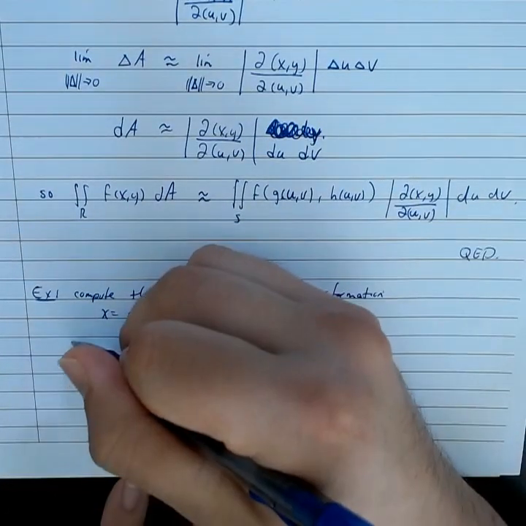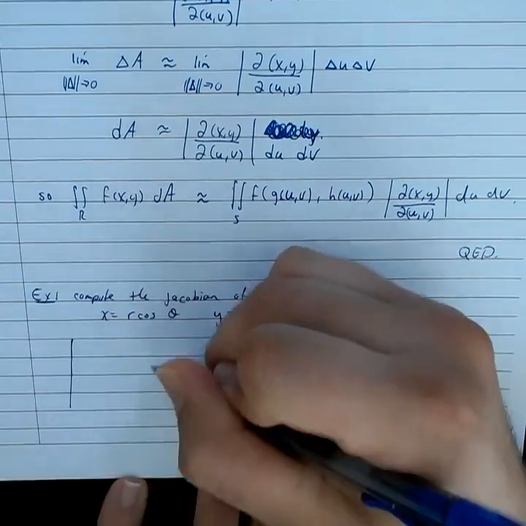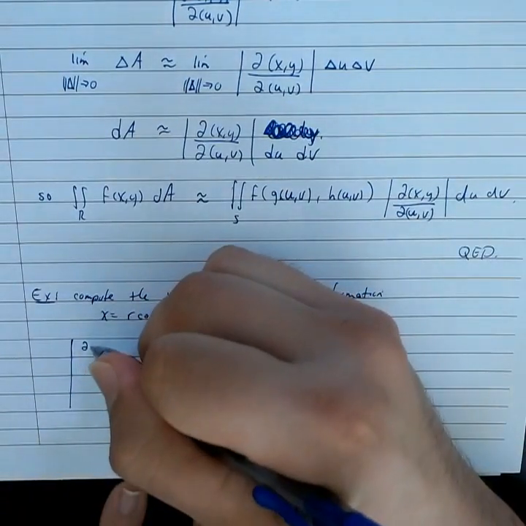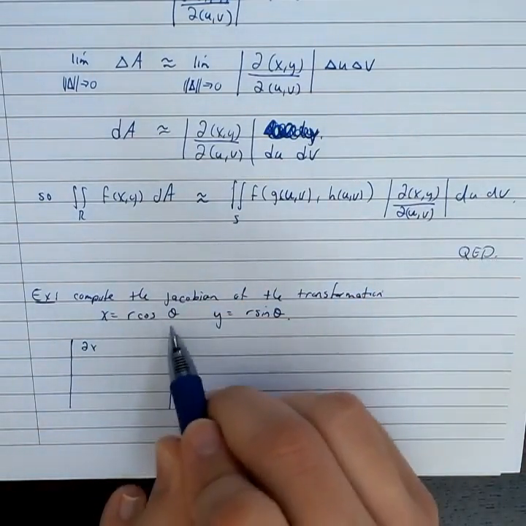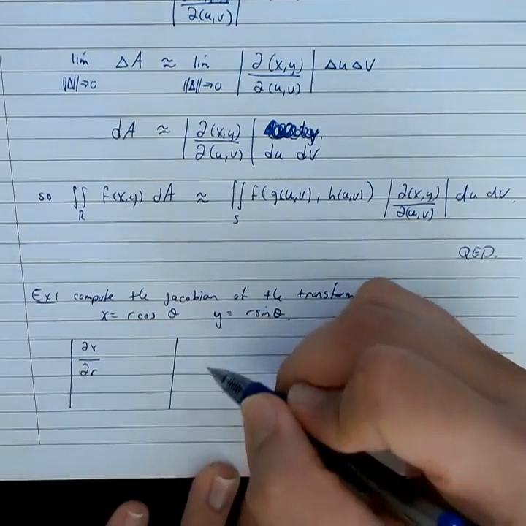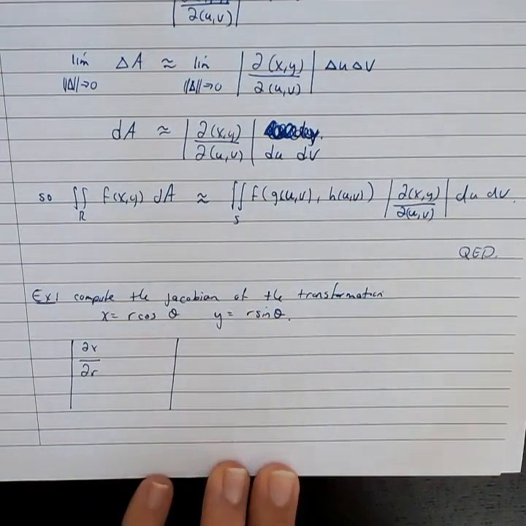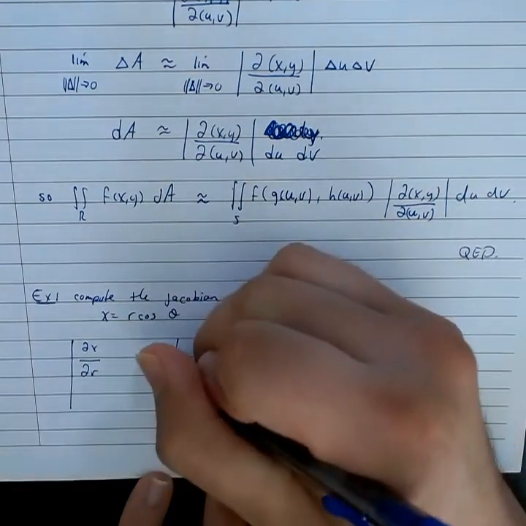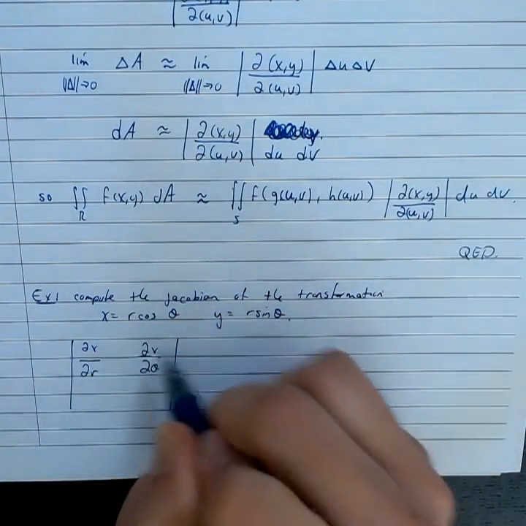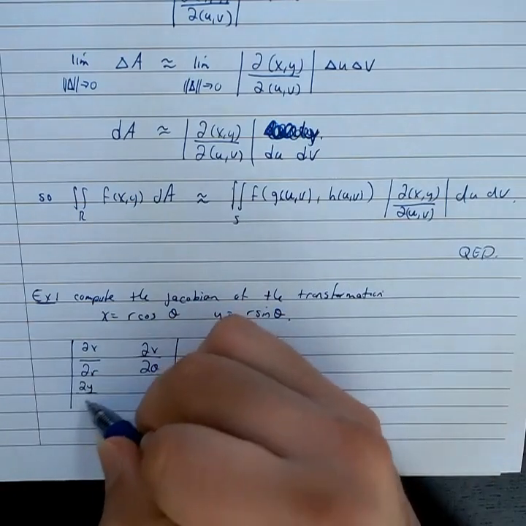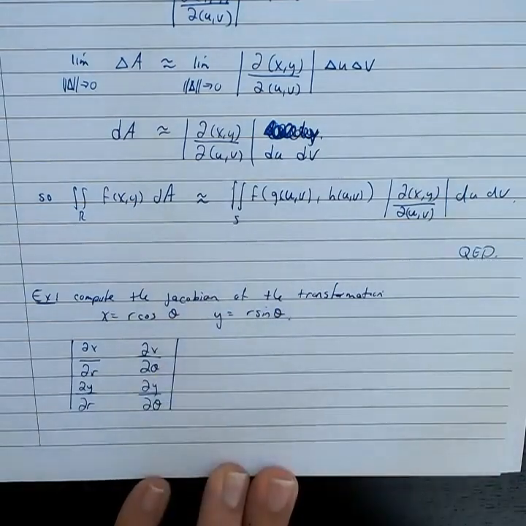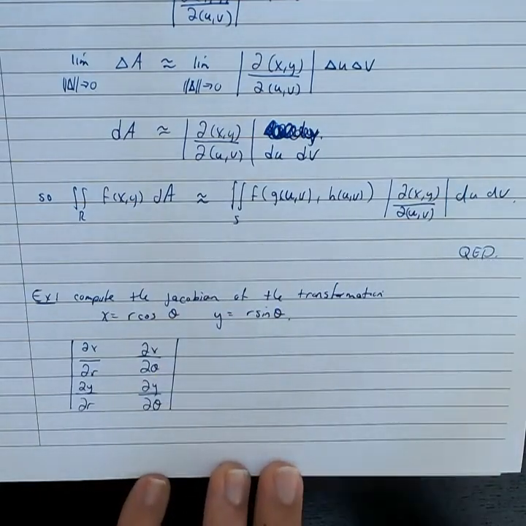The Jacobian is given by, it's a determinant. We're going to take the partial of x with respect to one of the original variables here. So partial of x with respect to r. And then we're going to take the partial of x with respect to the other variable. So that'll be del x del theta. And now we're going to go back and we're going to use y. So it's going to be del y del r and del y del theta, like that. And now we're going to take a determinant.